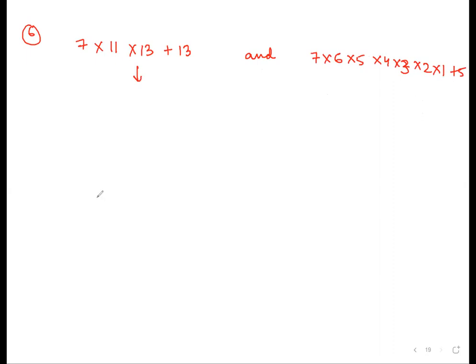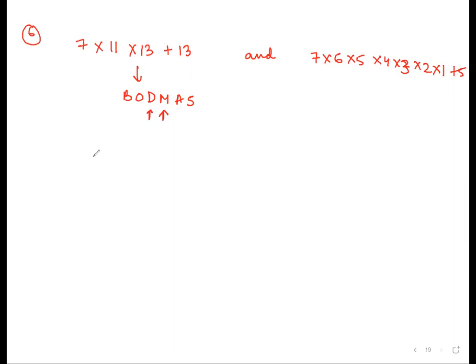How will you simplify it? There is a multiplication sign, there is also an addition sign. So first of all, what will you do, multiplication or addition? Multiplication. Yes, you will follow this rule, which is called BODMAS. You have studied it in your previous classes. First we do division, then multiplication, and after that addition, right? So first we multiply 7 into 11 into 13, and then we add the next 13.